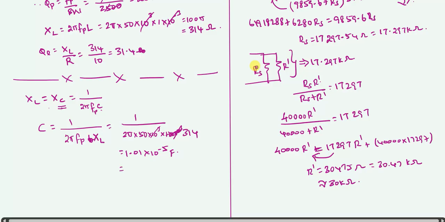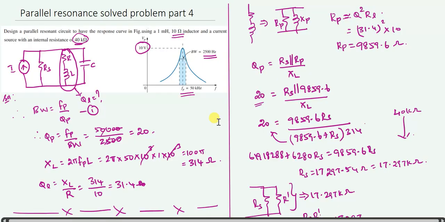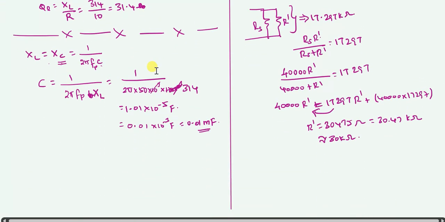So for the standard value, I take 0.01 into 10 to the power of minus 3 farad, which is equal to 0.01 millifarad. So this is the capacitor I need. Now I have found all those things and I want to find out the value of the current source. Here the peak voltage is 10.